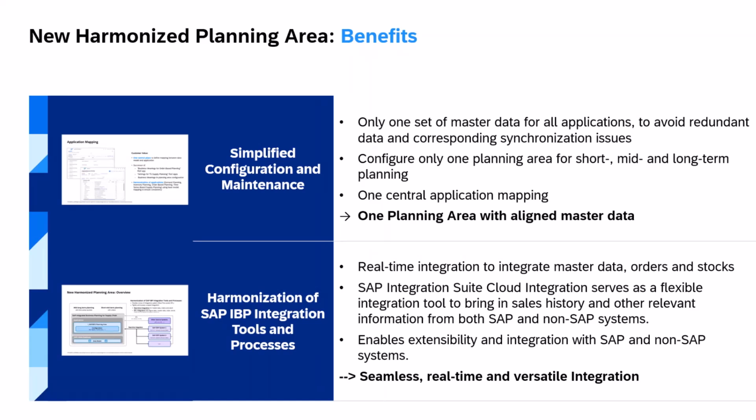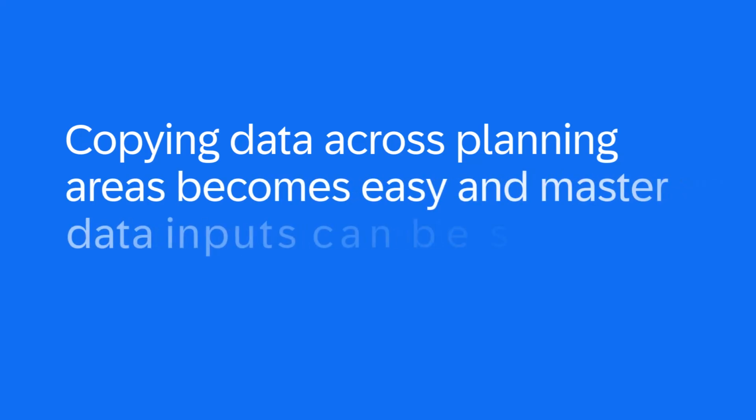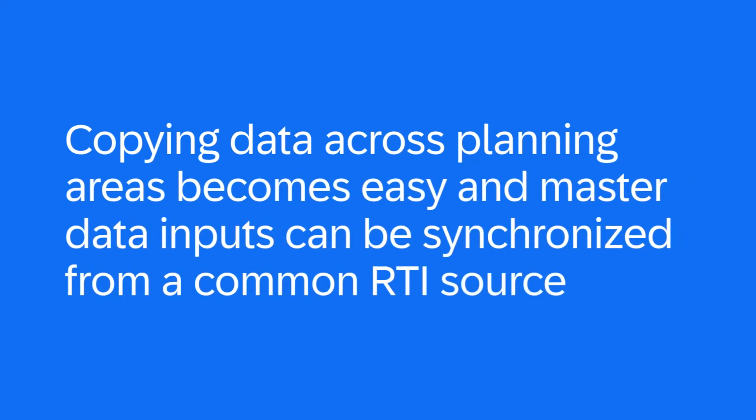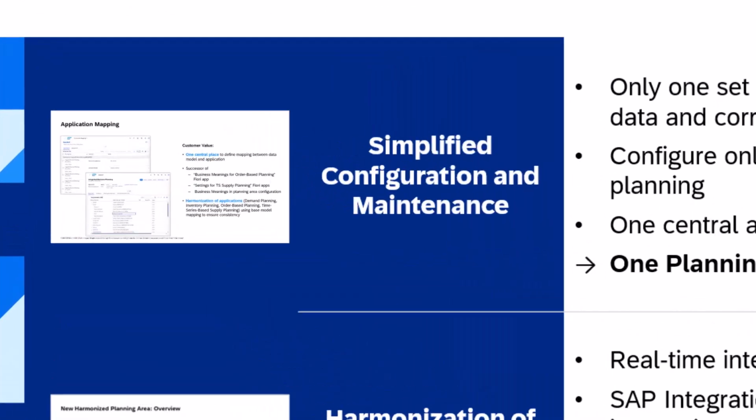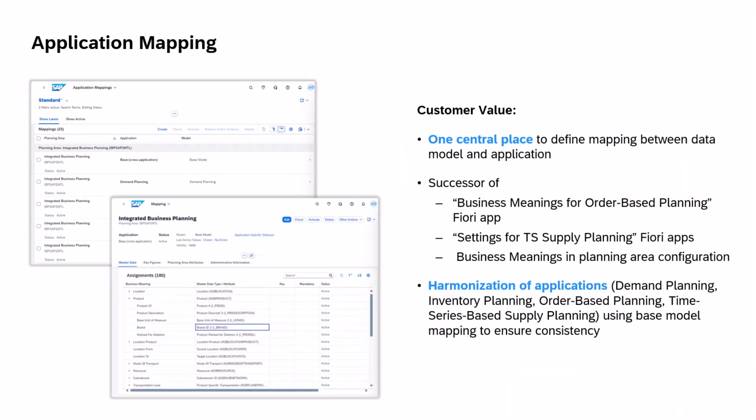Harmonized planning provides value here too. Because the harmonized planning area data models will be consistent, copying data across planning areas becomes easy and master data inputs can be synchronized from a common RTI source. The harmonized planning area provides a data model for each IBP application. A centralized application allows modification of model business meaning mappings to master data attributes. This provides the freedom to design and deploy highly tailored customer configurations and business processes.